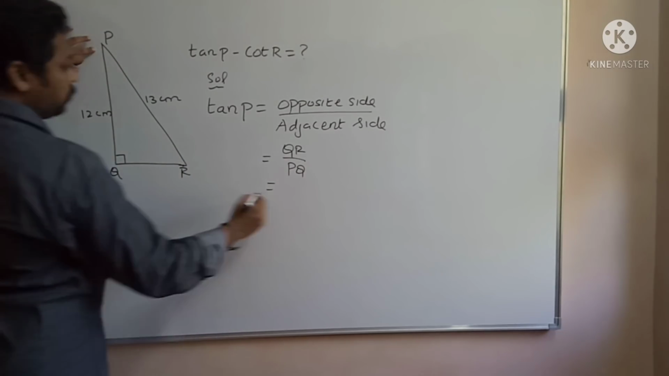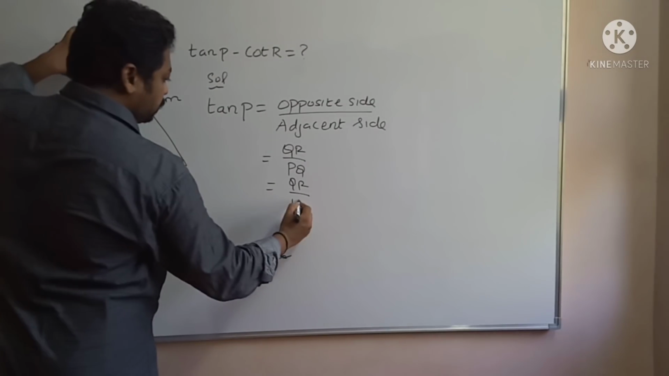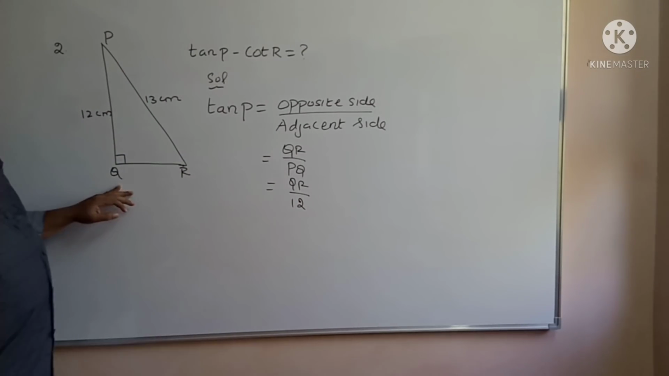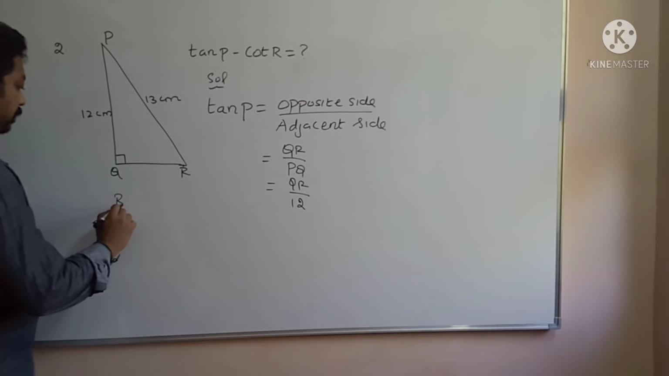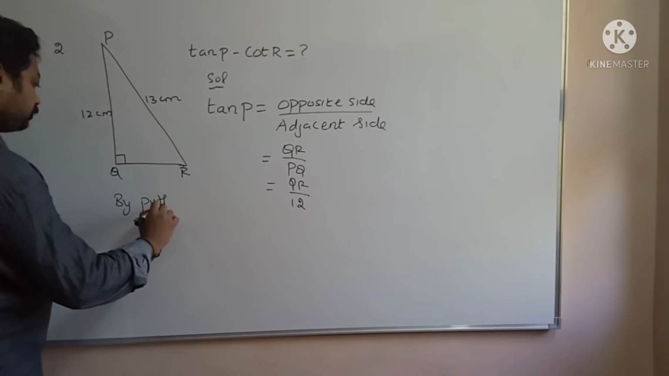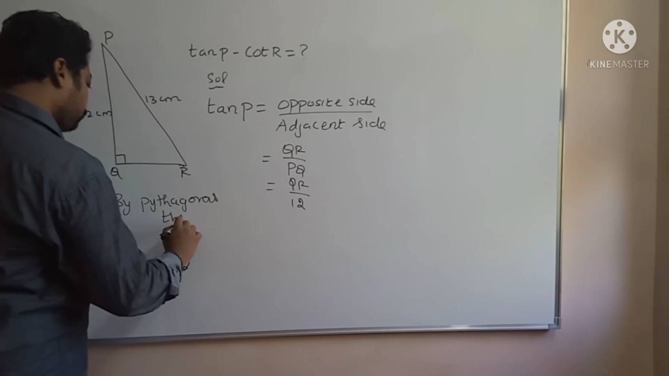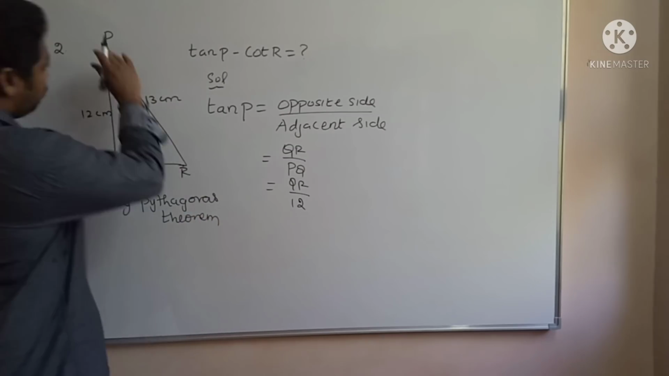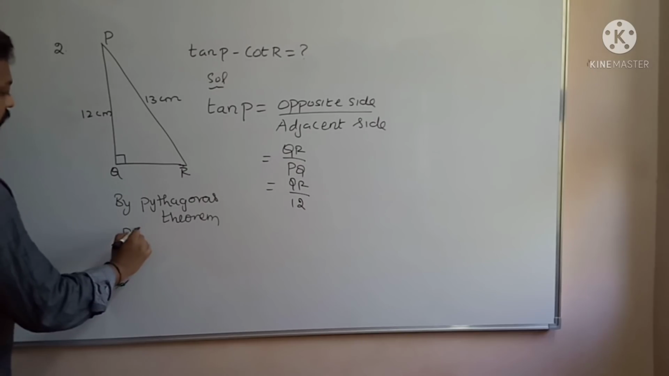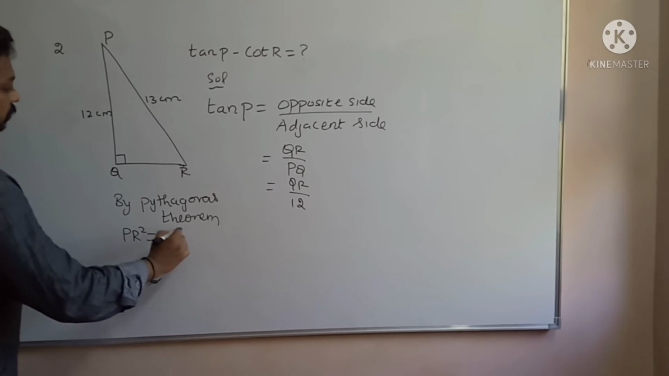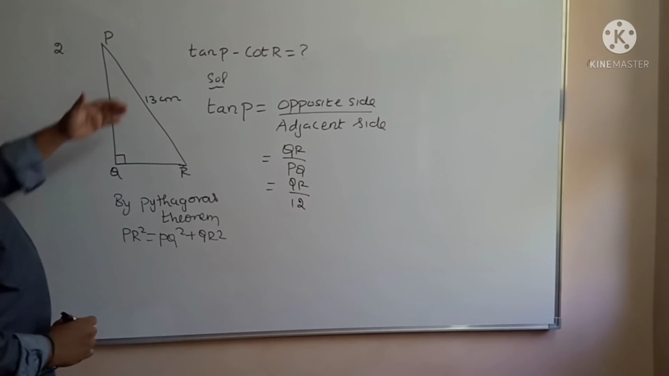QR we don't know, divided by PQ. PQ is 12 centimeter. So how to find QR? Of course, this is a right angle triangle, so we can apply the Pythagoras theorem. By Pythagoras theorem, hypotenuse square equal to sum of square of other two sides. So PR square is equal to PQ square plus QR square. Substitute all the values.